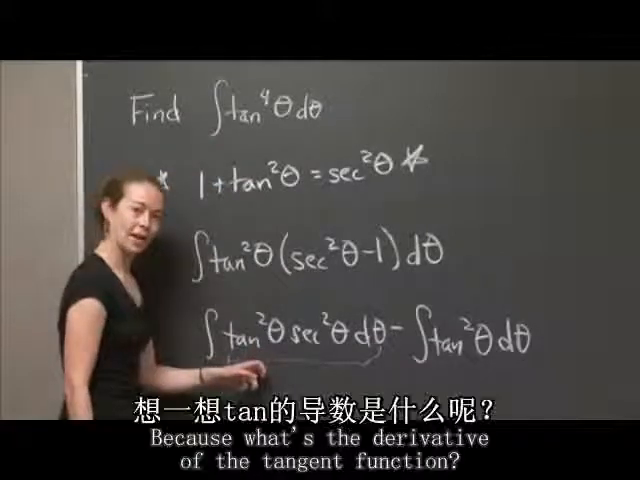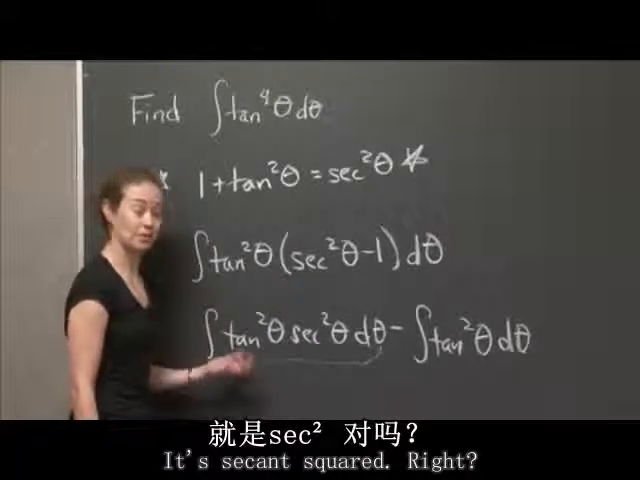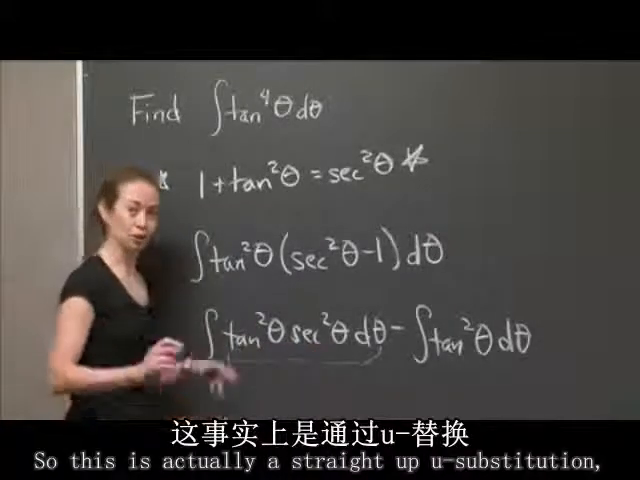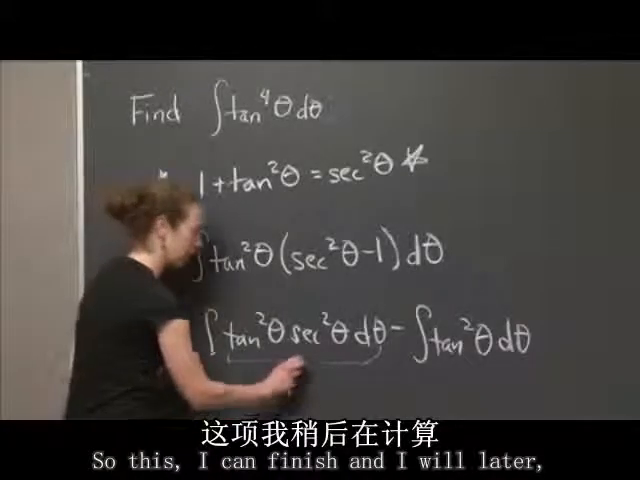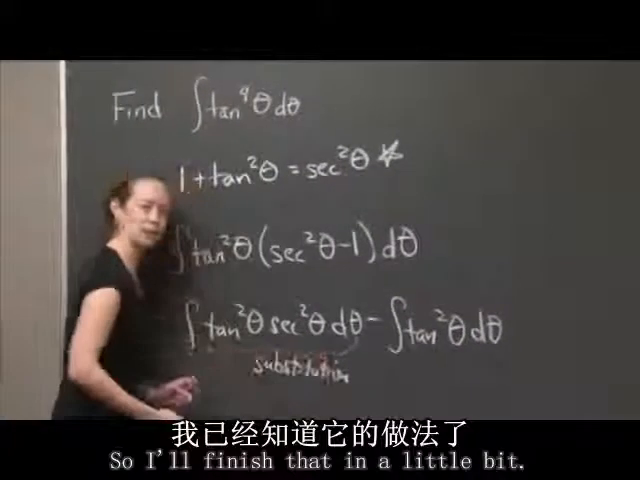Why is that? Because what's the derivative of the tangent function? It's the secant squared, right? So this is actually a straight up u substitution type problem. I can finish this, and I will later, but this will be substitution. So I'll finish that in a little bit.